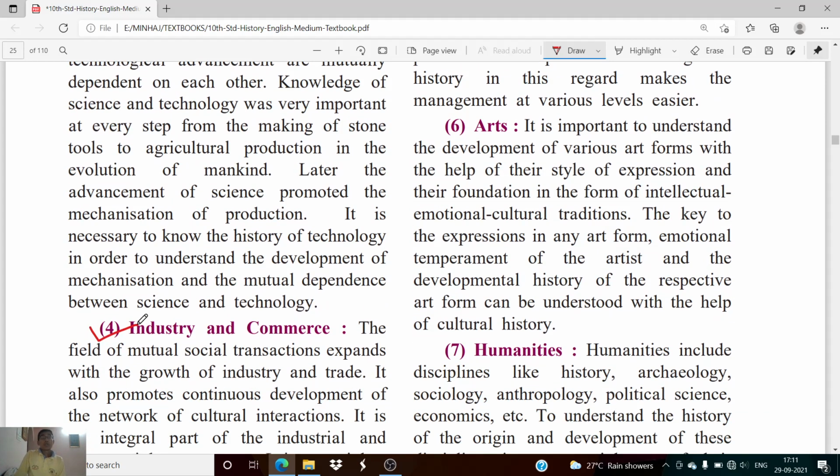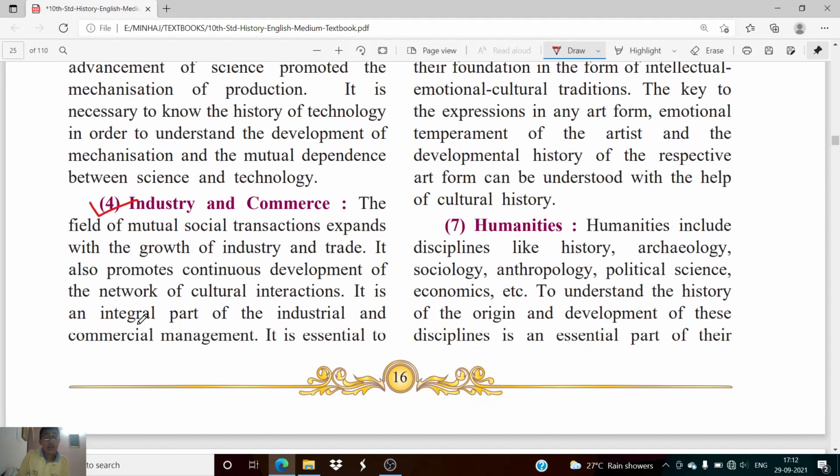The field of mutual social transactions expands with the growth of industry and trade. It also promotes continuous development of the network of cultural interactions. It is an integral part of the industrial and commercial management. So we all know that the industrial sector is developing nowadays. We want to develop our country, and if we want to develop our country, we want a smooth trade. We want an industry which will definitely impact the economy of our country in a positive way. But we all know that this industry which is present at this time in India has evolved drastically.